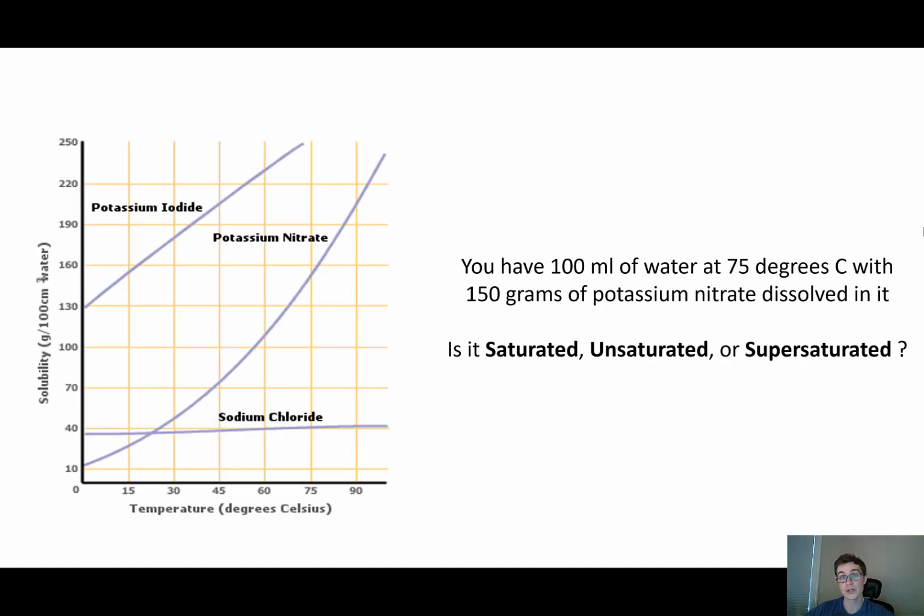So if you have 100 milliliters of water at 75 degrees Celsius with 150 grams of potassium nitrate, is it saturated, unsaturated, or supersaturated? Well, just like before, the units match up, 100 milliliters, so we use this graph. We're at 75 degrees and 150 grams, so you figure out that point, and that point is exactly on the line. So if it's exactly on the line, it has exactly the maximum amount, and we call it saturated.